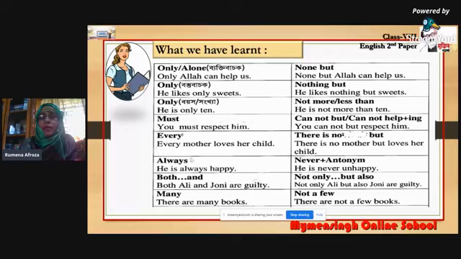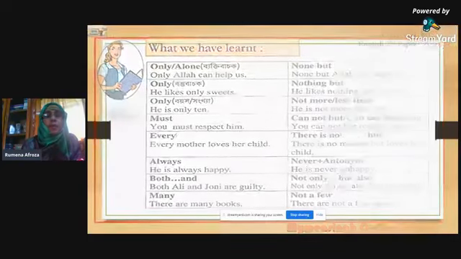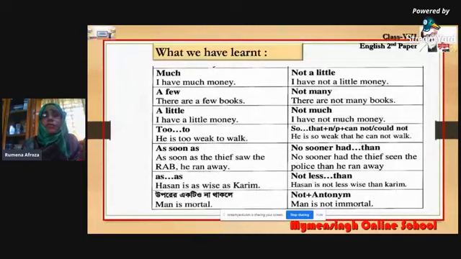If there is always, what will we write? Never and the opposite word. If there is both and, what will we use? Not only but also. Many, I didn't discuss many. If you find many in the affirmative sentence, just use not a few. For example, there are many books, so there are not a few books. If you find much, you will use not a little. If you find a little, use not much. A few, not many. A little, not much.